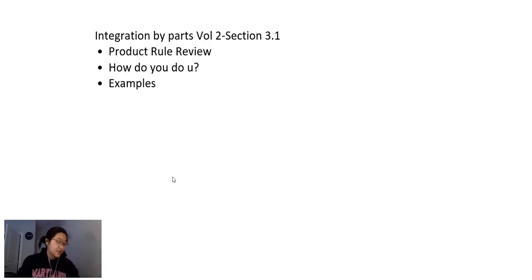Alright, y'all, so the numbering is going to get wonky because we're using a different book, because we're using volume 2 now. So this is volume 2, section 3.1, but in College Board's things, it's something else, but it's okay. So we're going to look at the product rule, and then we're going to talk about how you figure out with integration by parts which part is u, and that's going to make more sense after we do the product rule, and then we'll do some examples, and hopefully it goes okay.